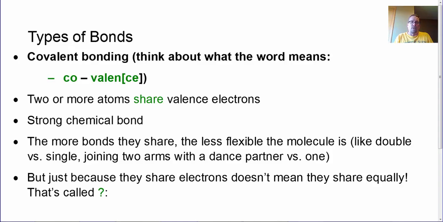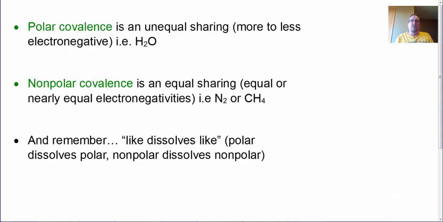Covalent bonding is very important. That sharing of electrons is a very strong chemical bond, and the more bonds they share, the less flexible they are. This is where a lot of our structure comes in, and protection and separation of different environments. And remember, just because they share electrons doesn't mean they share equally. So there are polar and non-polar bonds.